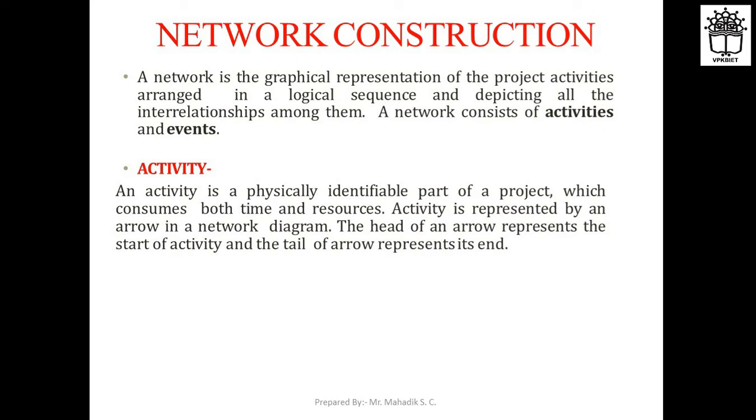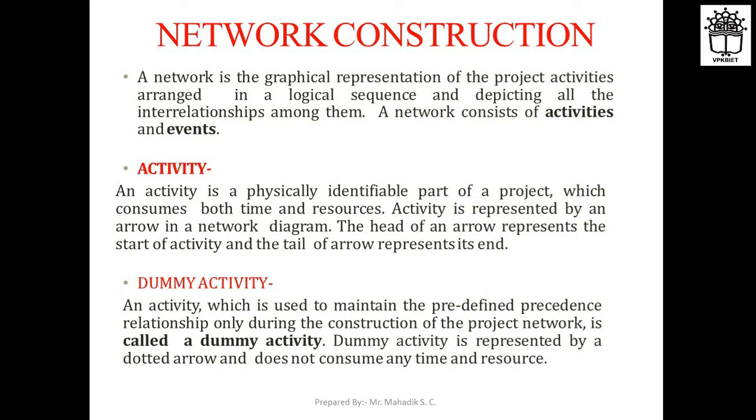An activity is a physically identifiable part of a project which consumes both time and resources. Activity is represented by an arrow in a network diagram. The head of an arrow represents the start of the activity and the tail of the arrow represents its end. Okay, so one of the types of activity is the dummy activity. Let us see what is meant by dummy activity.